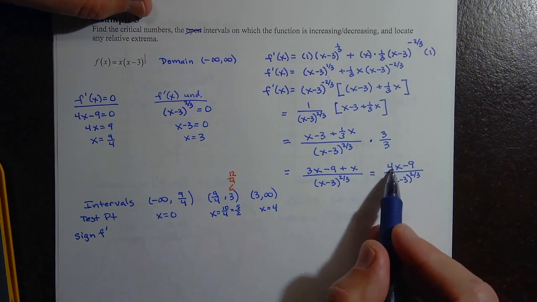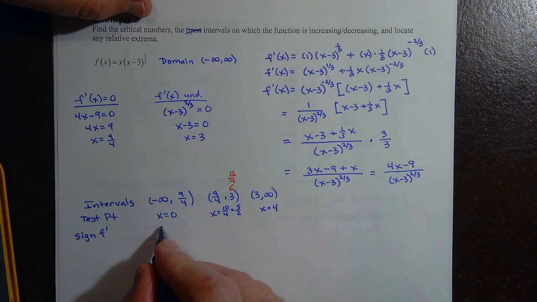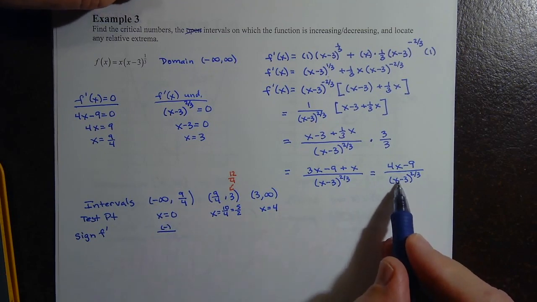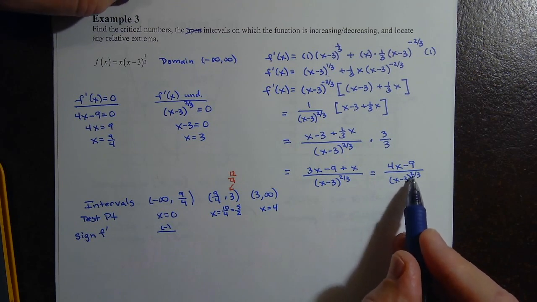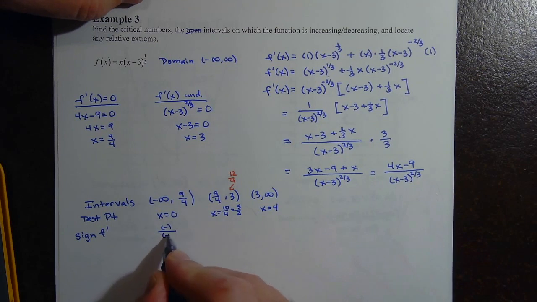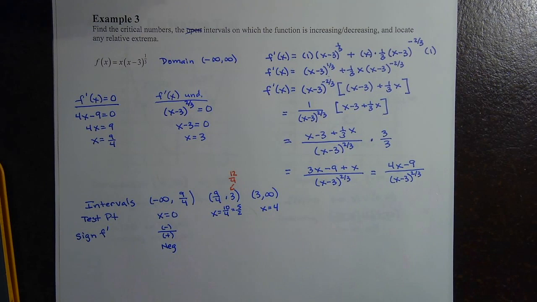If we put it into this top right here, that'd be 4 times 0 minus 9. So the top would be negative. And we'd be dividing by 0 minus 3, which is negative, but we're going to square this, so this would be positive. So negative divided by a positive is negative. So on this interval, it would be decreasing.